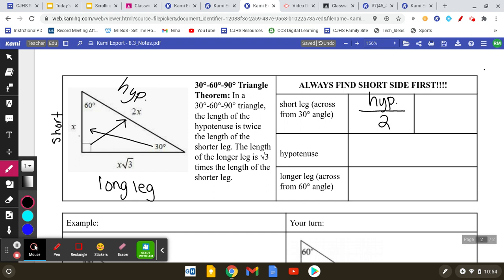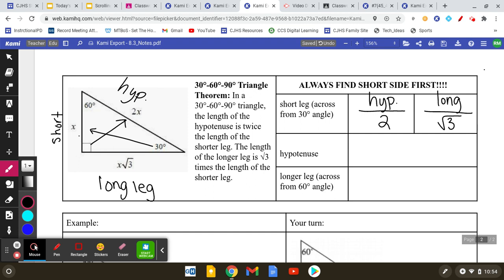Let's say you're given the long leg, x square root 3. How do we go from x square root 3 to the short leg? Divide by square root 3. Good. So we would take the long leg and divide by square root 3. So this is how you would figure out the short leg. This is always your first step. You either do this or this unless you're given the short leg.